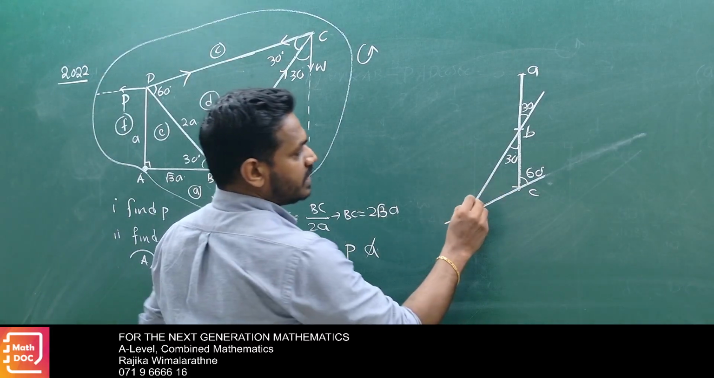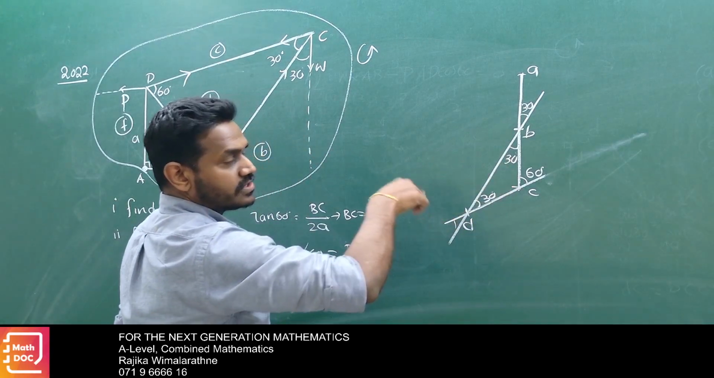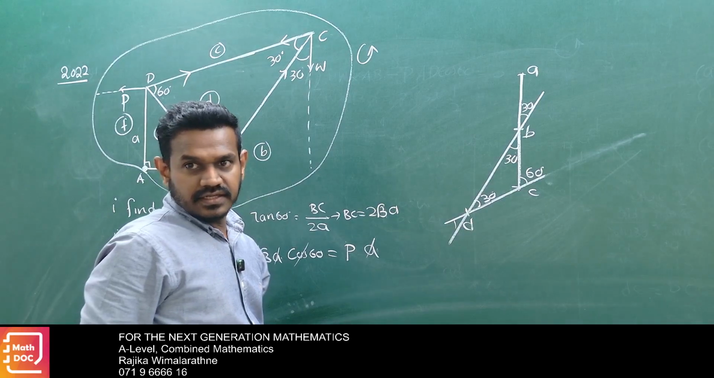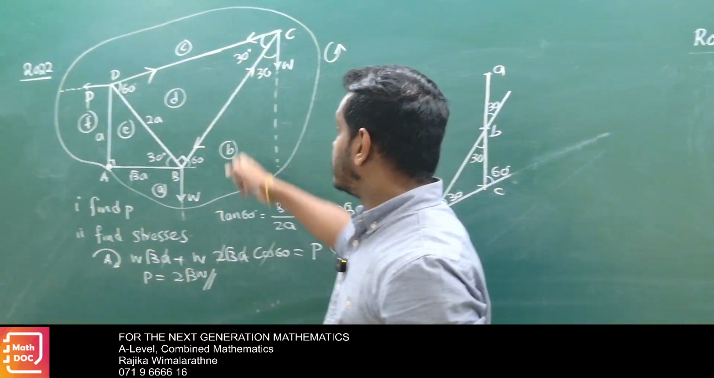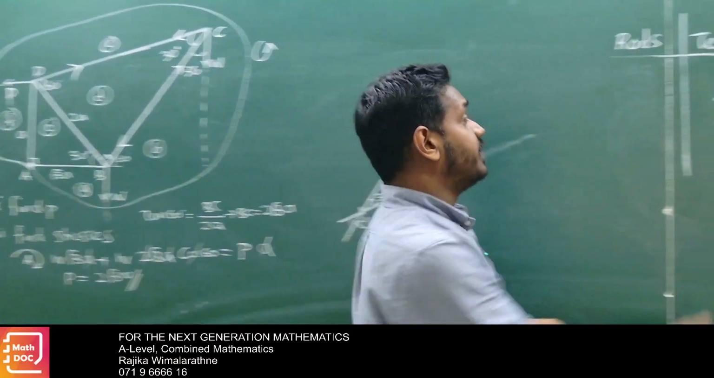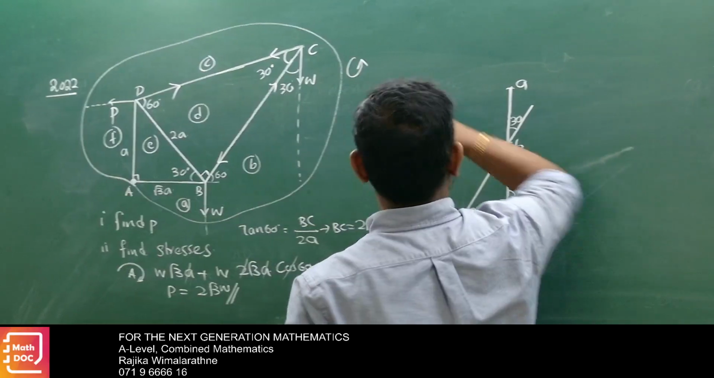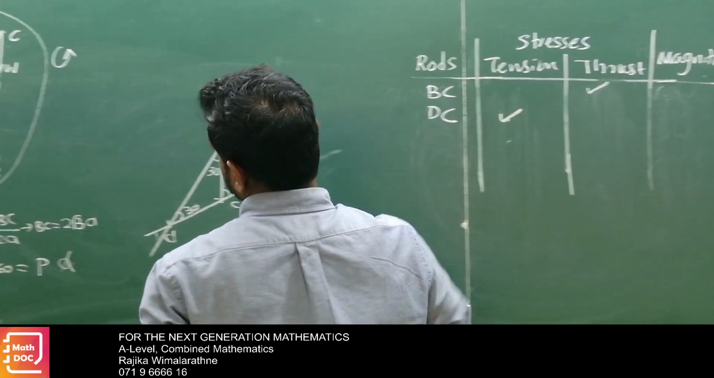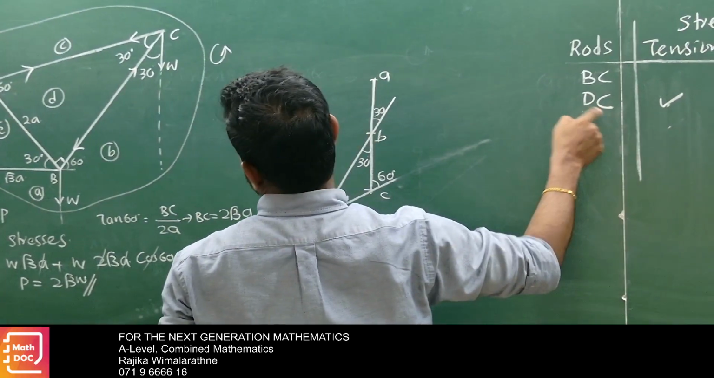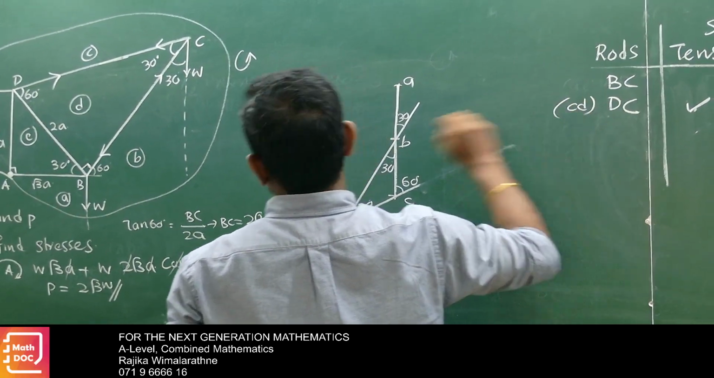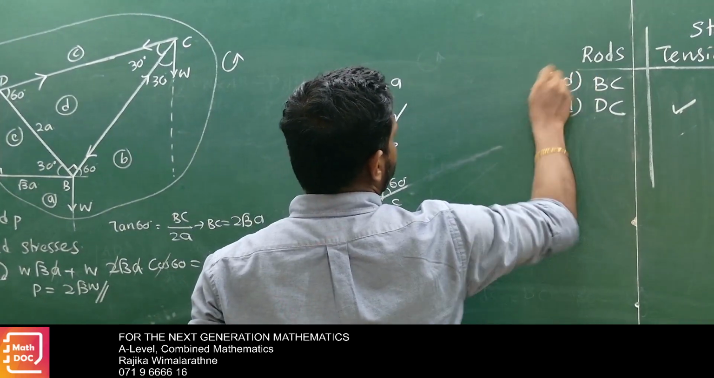Now here 60, no, here 30. Then this is an isosceles triangle, no? Isosceles triangle. Then at the same time you update the table. So here we have considered BC and DC. Here DC tension, BC thrust. DC represented by CD, BC represented by BD.